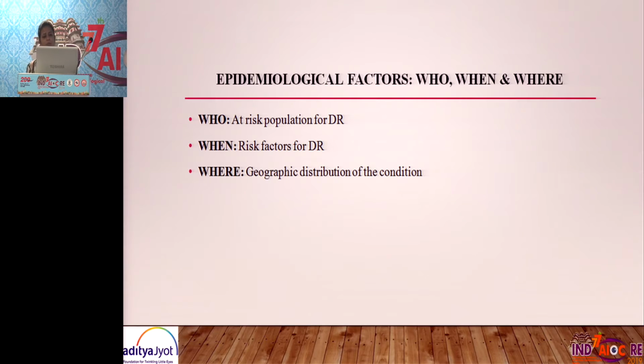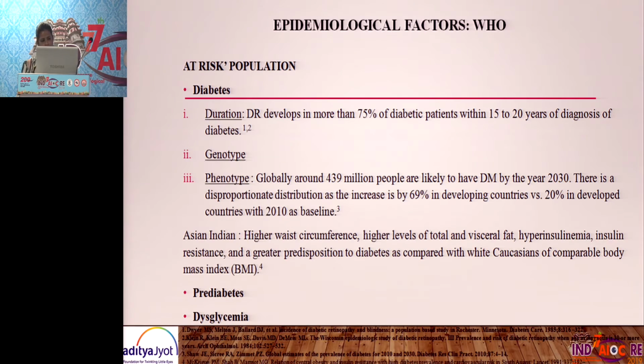Now, coming on to the epidemiological factors. When we are discussing epidemiology, it is about who has the disease, when they have the disease, and where they have it. So when we are looking at who, it will be the at-risk population, when would cover the risk factors for diabetic retinopathy, and where would be looking at the geographic distribution of diabetic retinopathy.